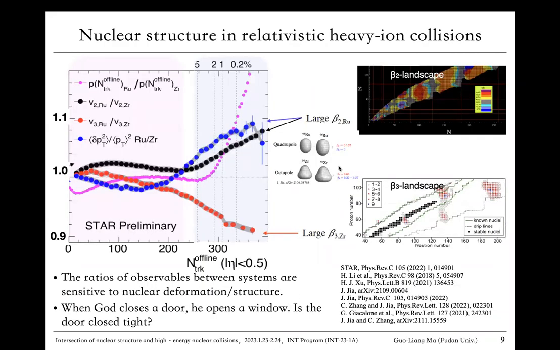There are lots of works, including Jiang Yong and Chun Jian's work and many others. They gave consistent results. They found that for the different observables, all the ratios between ruthenium and zirconium are sensitive to nuclear deformation and structure. So when the guard closes the door, he opens a window. But I want to ask, is the door closed tight?